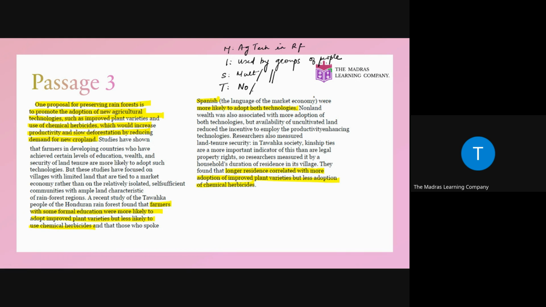Okay, and purpose: predict, recommend, inform, correct, evaluate. Evaluate and inform. Raj, what do you think? Evaluate, inform, yes, I think evaluate and inform. No prediction, no recommendation, no correction. He's not recommending something. No, he's just telling you what people have found out. Yes, recommendation is when the author makes a clear solution.